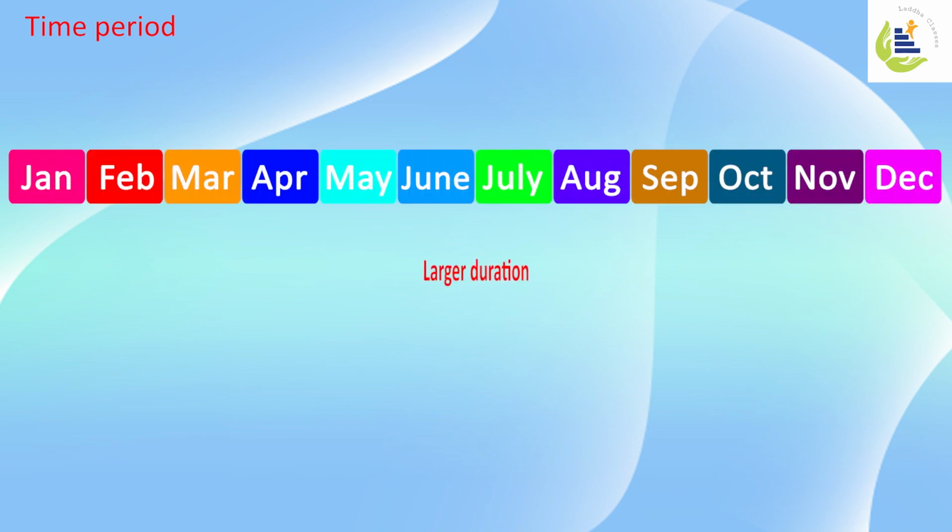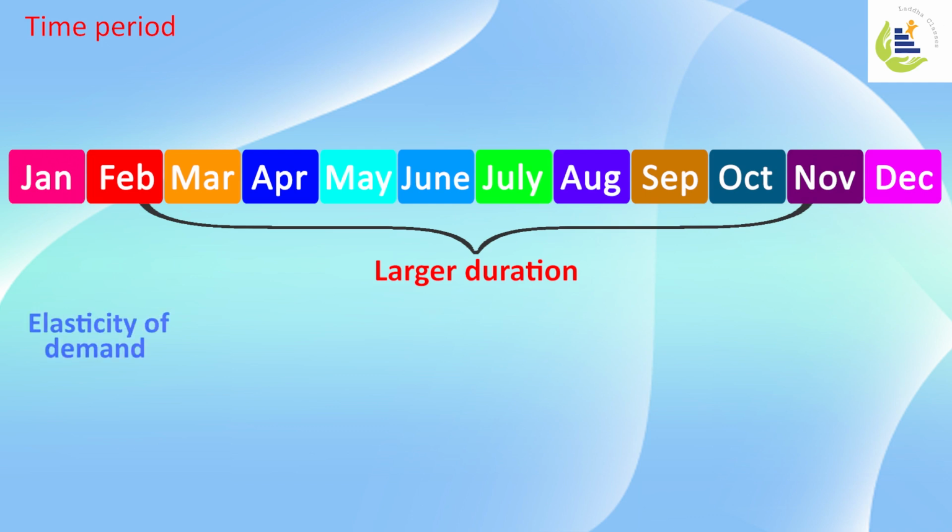Another aspect which affects elasticity of demand is time period. Yes, time period, or period of time during which we consume the commodity. If the period of time of consumption is larger, then the elasticity of demand will be high. Very naturally, if you're consuming a product over a larger duration, what happens?